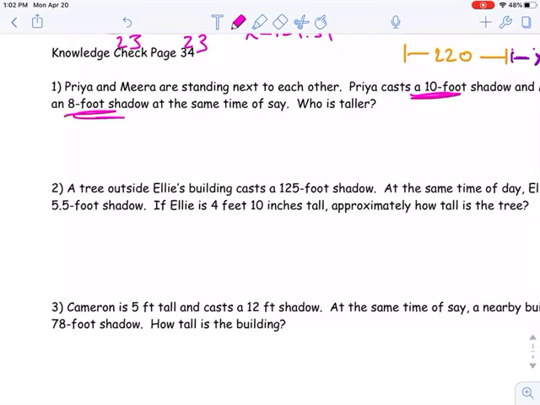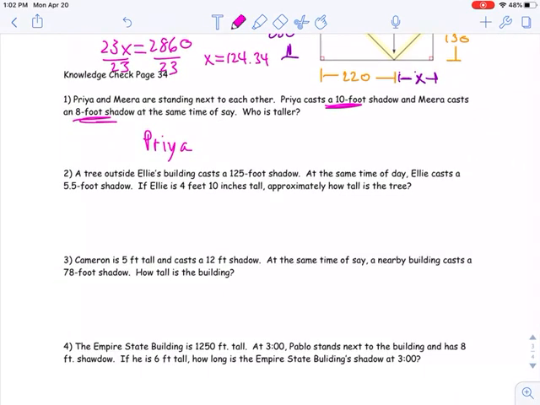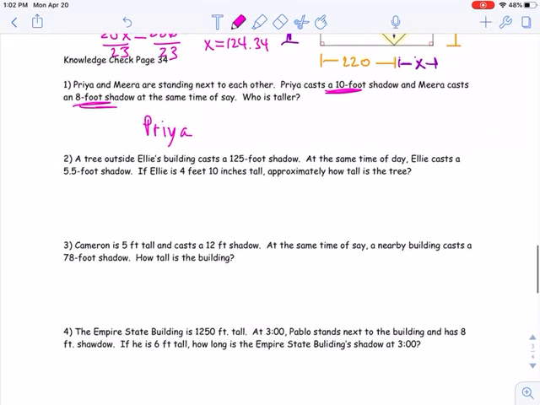They don't even have to see each other. Priya has a bigger shadow. A bigger person is going to cast a bigger shadow. So we can quickly say that's obviously Priya. A tree outside Ellie's building casts a 125-foot shadow. At the same time of day, Ellie casts a 5.5-foot shadow. If Ellie is 4 feet 10 inches tall, approximately how tall is the tree?